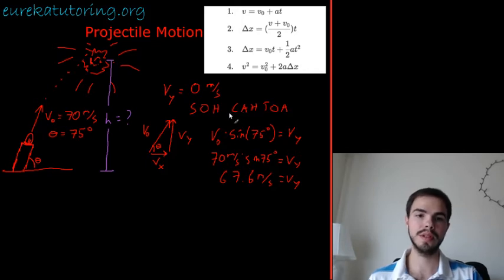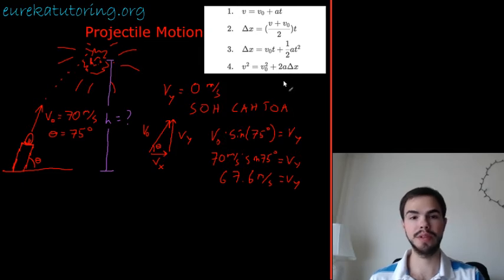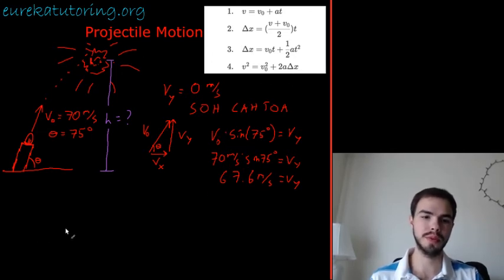Taking a look at this, I have to look at what variables I have, what variables I don't have, and what I want to find. Here I don't have anything about time, so I'm going to avoid equations that have t in them, and that looks like all of them except this fourth one. Here I have initial velocity in the y direction, I know what my final y velocity should be, and I know the acceleration, because that's just gravity. And I want to know this delta x, or in our case delta y. So I'm going to use this fourth equation.